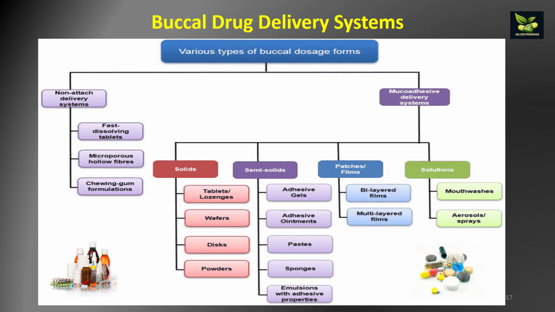First is non-attached delivery system and second is mucoadhesive delivery system. Non-attached includes fast dissolving tablets, microporous hollow fibers, and chewing gum formulations. And mucoadhesives are solid, semi-solid, patches or films, and solutions. In solids, we know that tablets or lozenges are there, wafers are there, discs and powders are there.